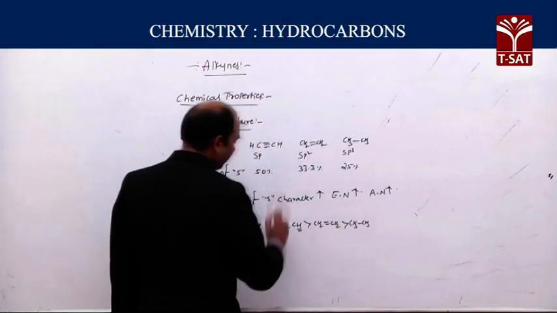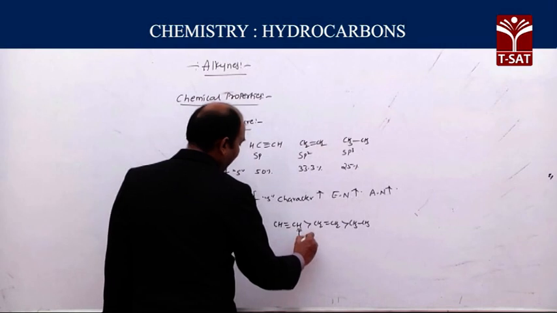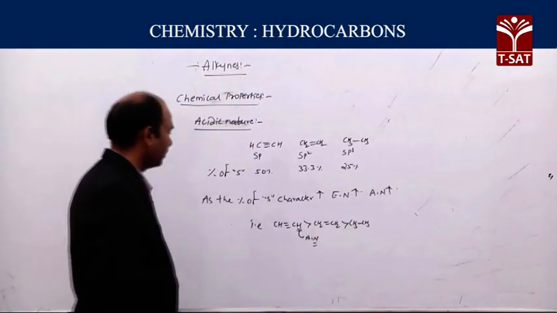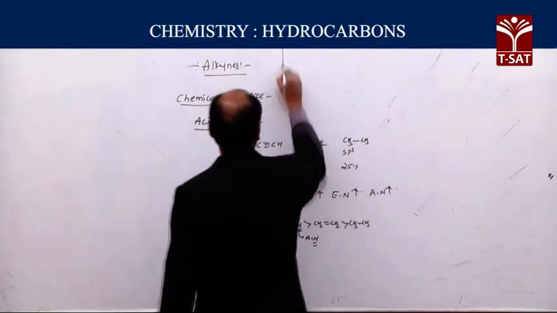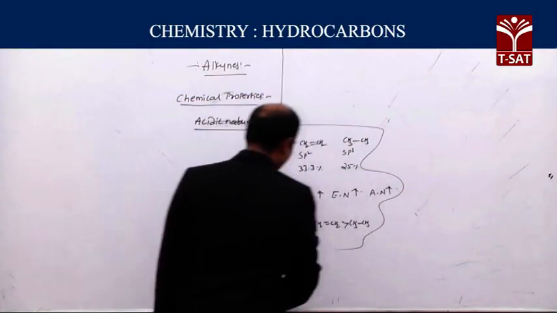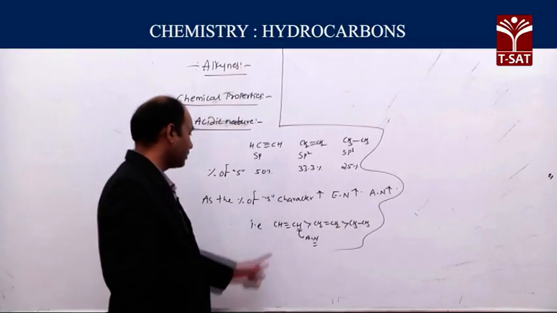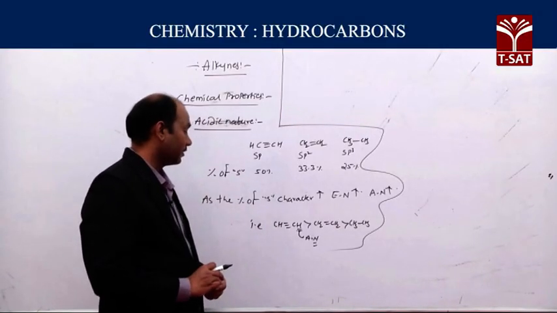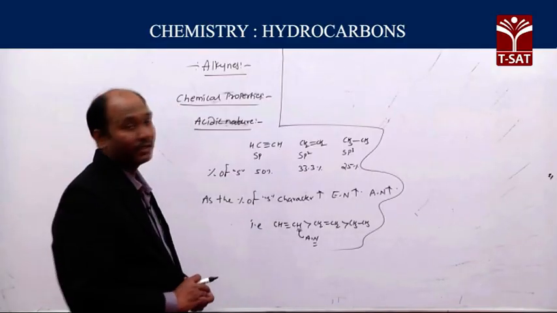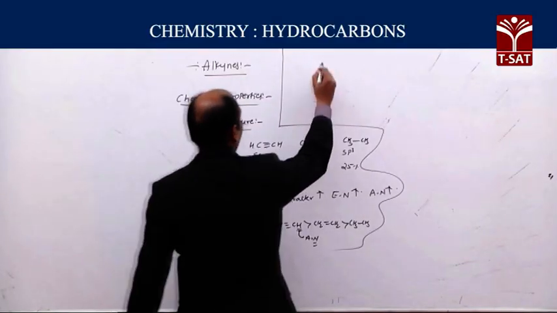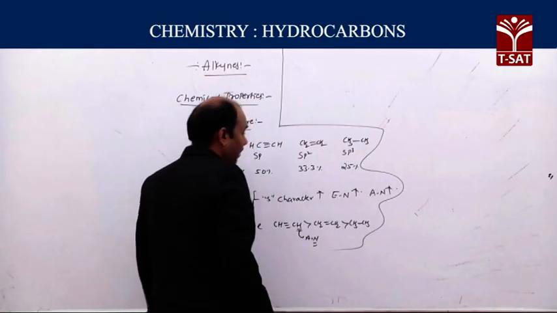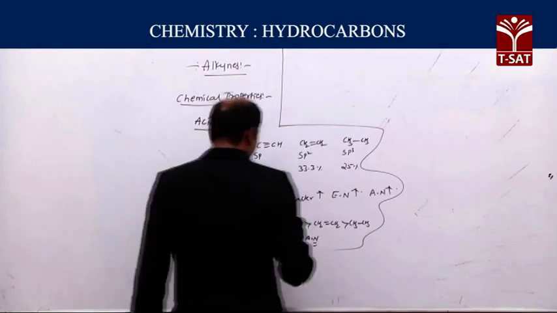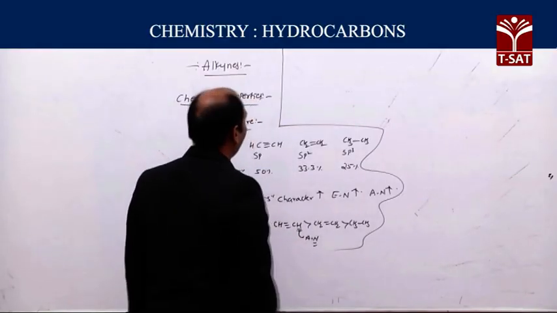This terminal hydrogen has acidic nature. So due to this acidic nature, alkynes should have compulsorily one acidic alpha hydrogen. Generally, terminal alkynes have acidic nature, that is, the acidic nature of terminal alkynes is greater than non-terminal alkynes. So due to this nature, this forms acetylides.